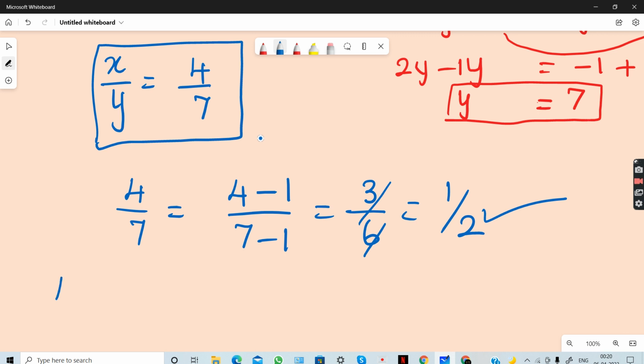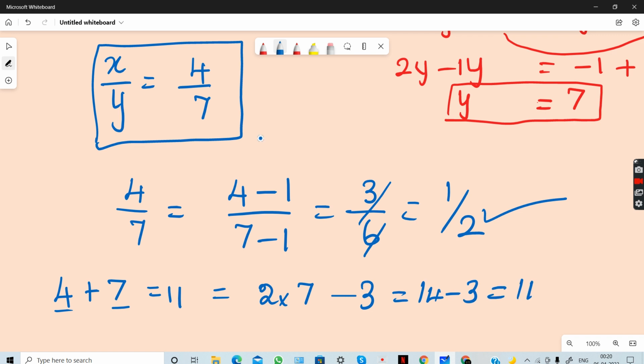Then they have told that the sum of the numerator and the denominator is 11. But they said 2 times the denominator minus 3, so this is 14 minus 3, which is 11. Wow. So they have given 2 sentences, and we have checked the answer for the first equation and the second equation. Both are verified, so the answer is 4 by 7.